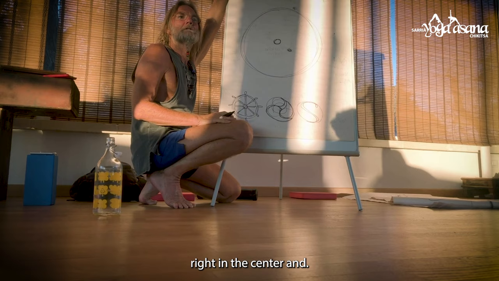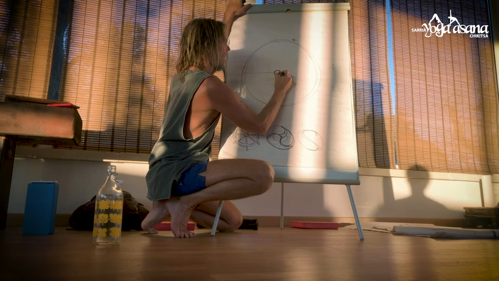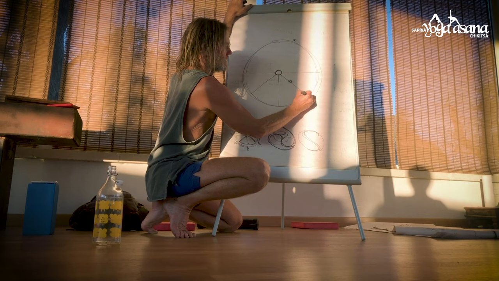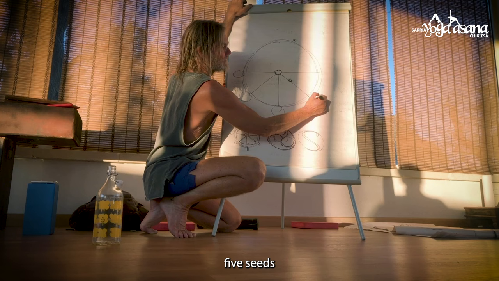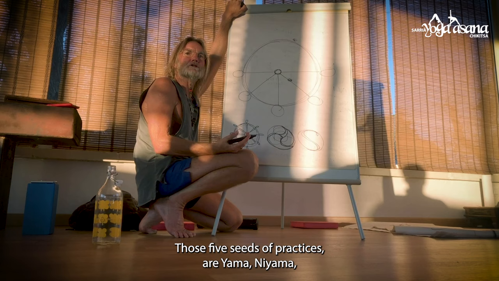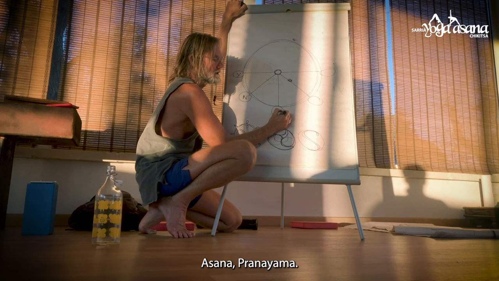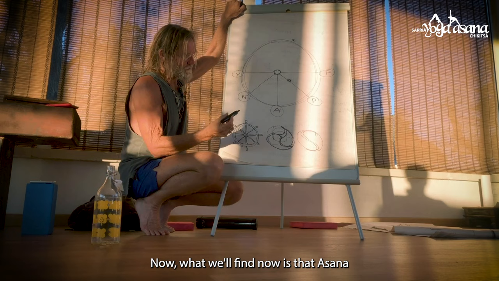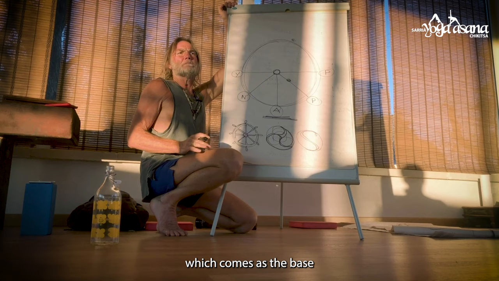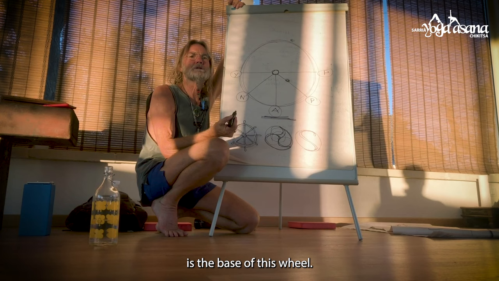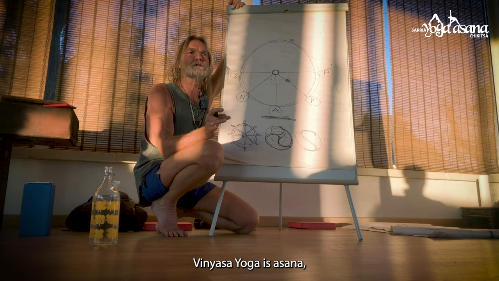And I then divide it into five seeds of practice. Those five seeds of practice are yama, niyama, asana, pranayama, pratyahara. And what we'll find now is that asana comes as the base. It's the base of this wheel. And so for me, that's the foundation stone of Ashtanga Vinyasa Yoga: asana.